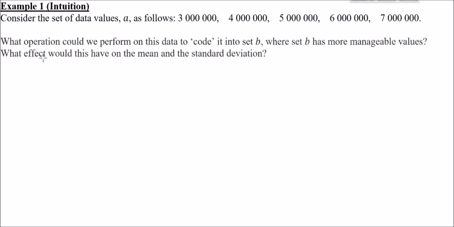So how could this be made a bit easier? What operation could we perform on this data to code it, if you like, into set B? So we've got A, could we make it into a more manageable set B, where set B's got more manageable values? But if we did that, what effect would it have on the mean and standard deviation? So just be thinking what we could do to these values to make them more manageable. So what operation could we perform? What coding could we make? Have a think and see if what you're thinking is on the same lines of mine.